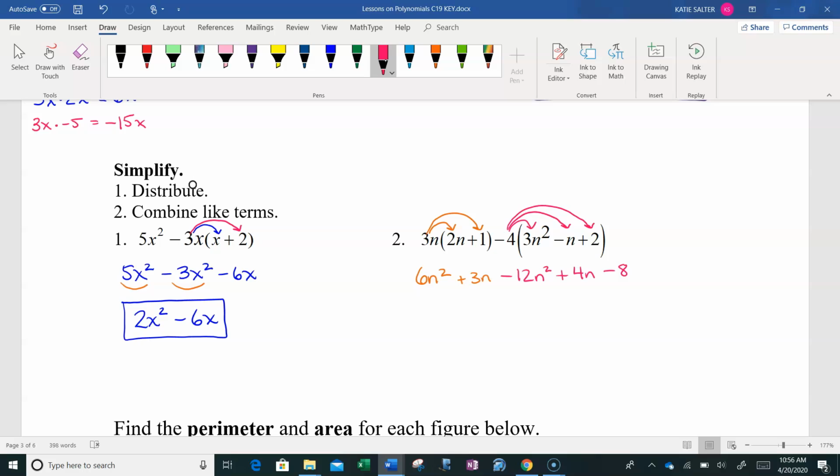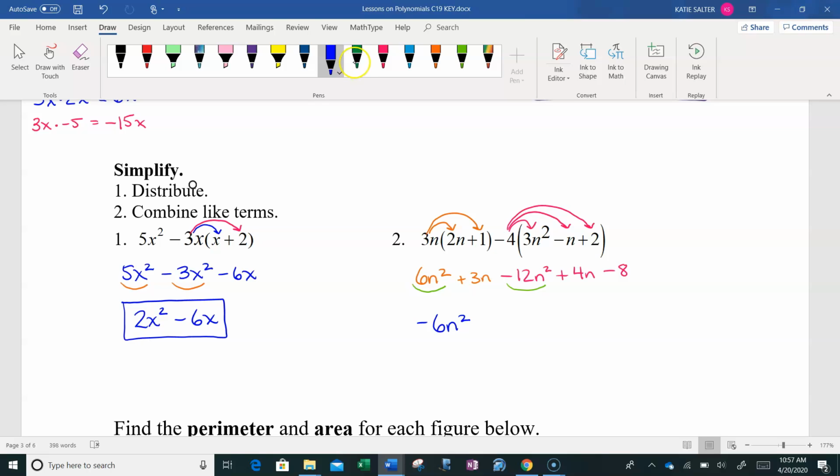Now that we have distributed, we want to look and see, do we have any like terms? So I'm going to start with my highest power I see, which is n squared. That way I can put it in standard form as I go. So I can see we have a 6n squared here and a negative 12n squared here. So if we put that together, that would give us negative 6n squared.